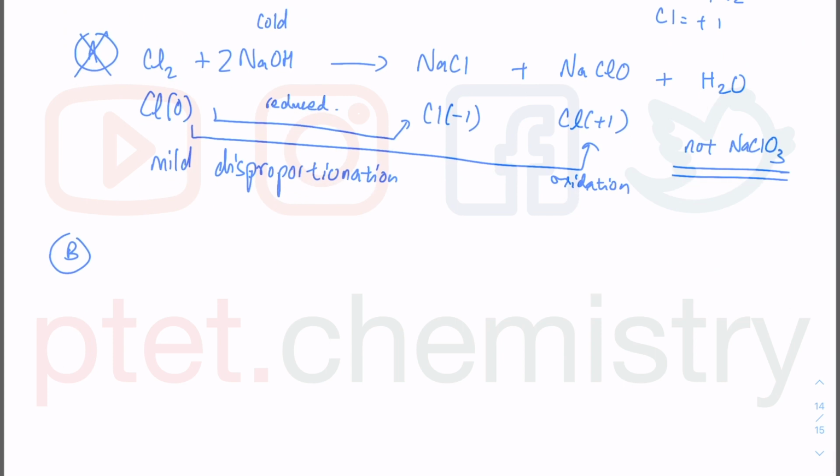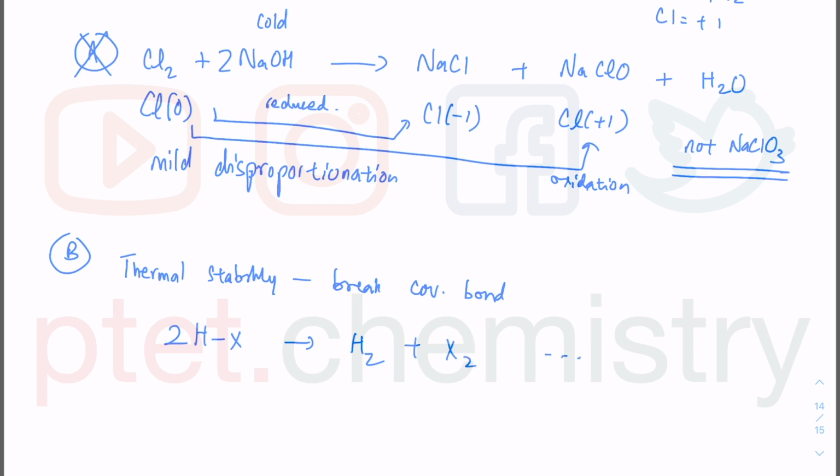Now the next thing is about thermal stability. So we know in terms of thermal stability, we need to break covalent bond. So HX will break into H2 plus X2, where X is halogen.